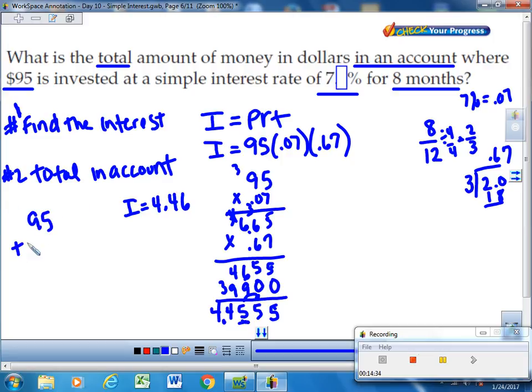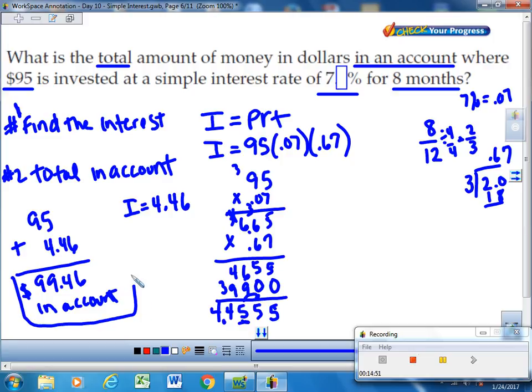So the total in their account, $95 plus 4.46 is $99.46 in account. All right. So that's that question.